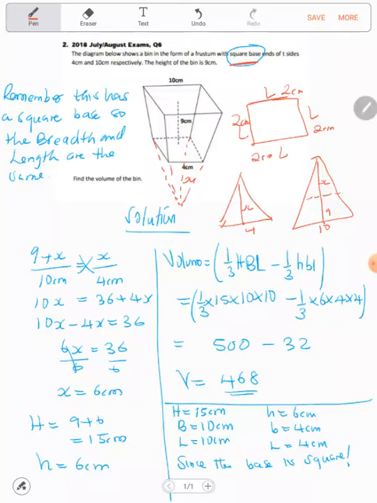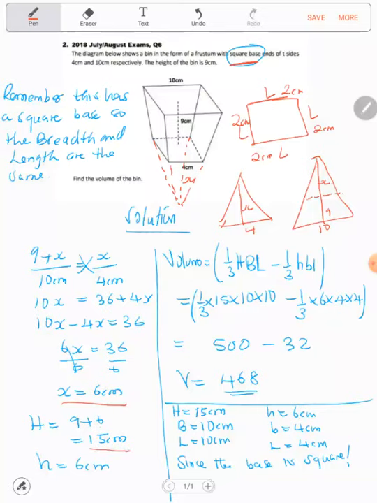Therefore, remember that x is the height for the smaller pyramid. So x is the same as the height for the smaller pyramid. Now, how do you find the height for the bigger one? It will be x plus 9, which is 9 plus 6, and that will give you 15.